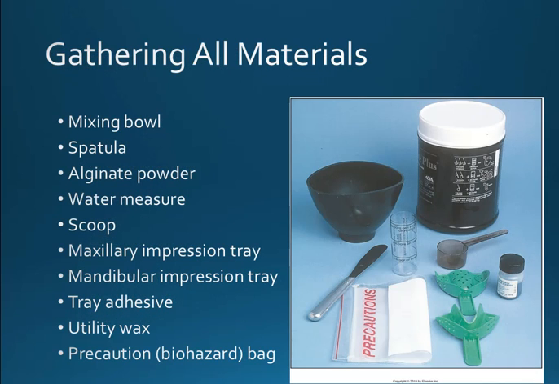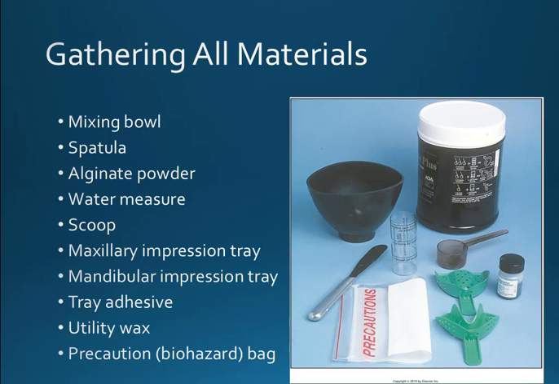Okay, so let's talk about gathering all materials. To take an alginate impression, you want to have all those materials out and ready, which will include your rubber mixing bowl, your spatula, the alginate powder, the water measure, which some people may call a cylinder, and the scoop. The water measure and the scoop will come with the alginate, so you will have those readily available inside that canister. You'll want to have out a maxillary impression tray and a mandibular impression tray.